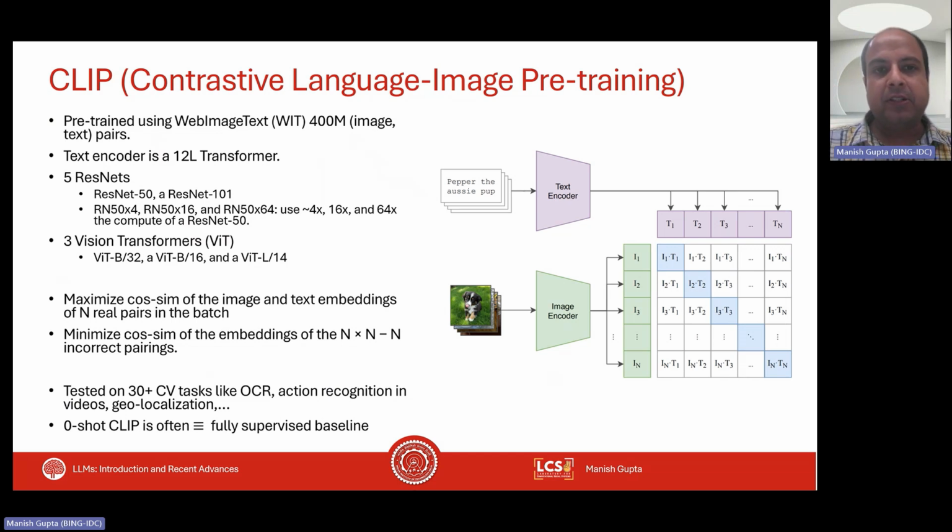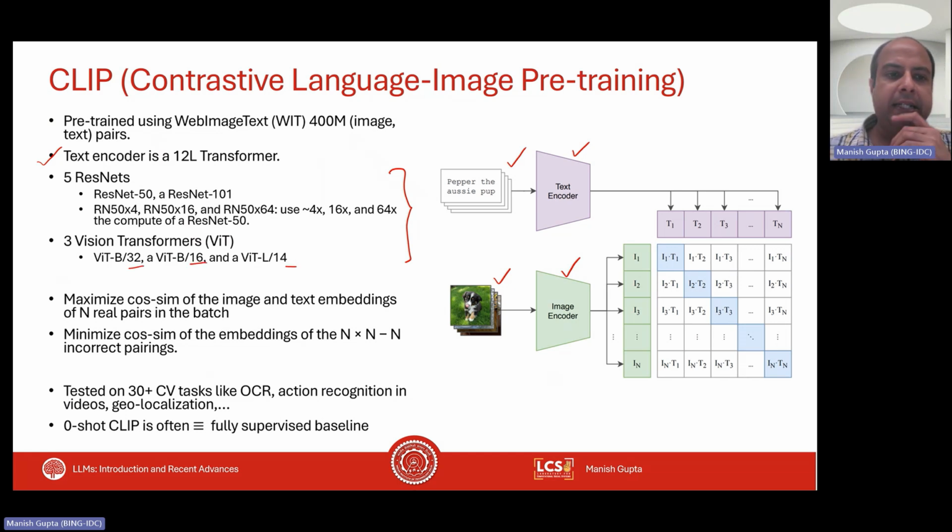Of course, you have a text caption and you have an image as well. You use a pre-trained text encoder to encode the text, and a pre-trained image encoder to encode the images. In their particular case, they used a 12-layer transformer for the text encoder, and for the image encoder, they experimented with quite a few: 5 ResNets, since they still believed in convolutional neural networks, and 3 different ViT models. So ViT base and ViT large with different patch sizes, 32, 16, and 14, as you see.